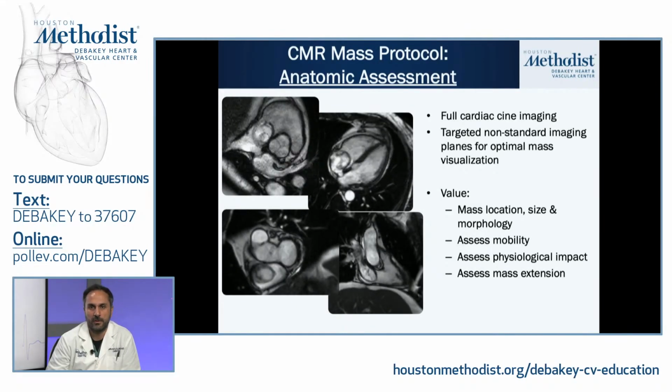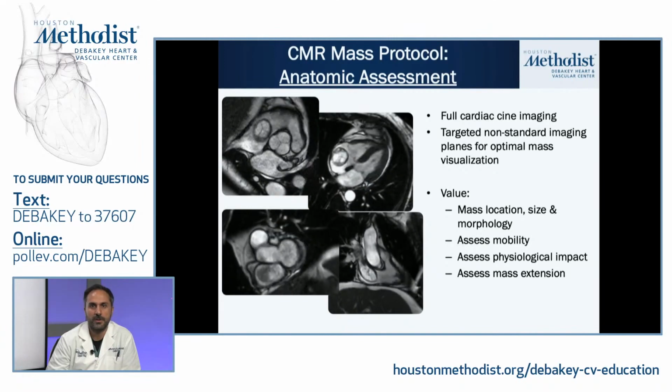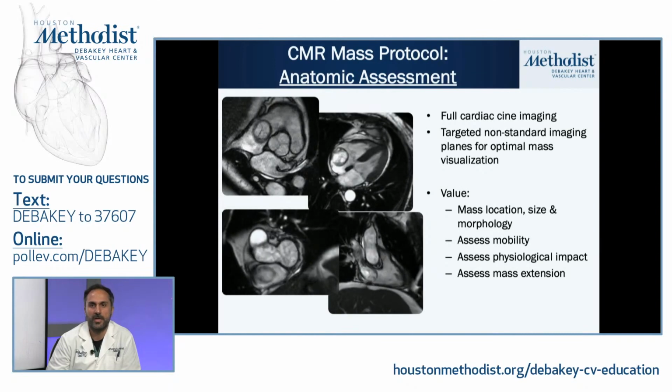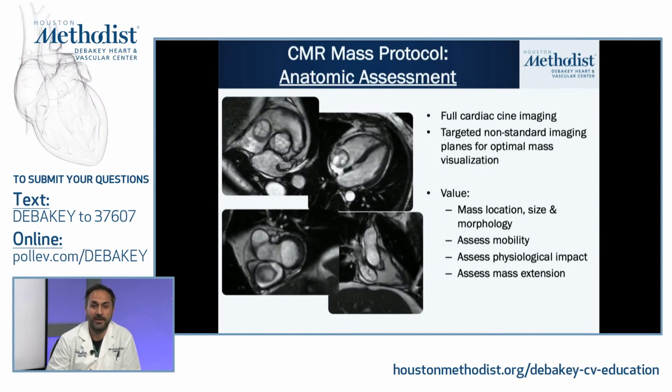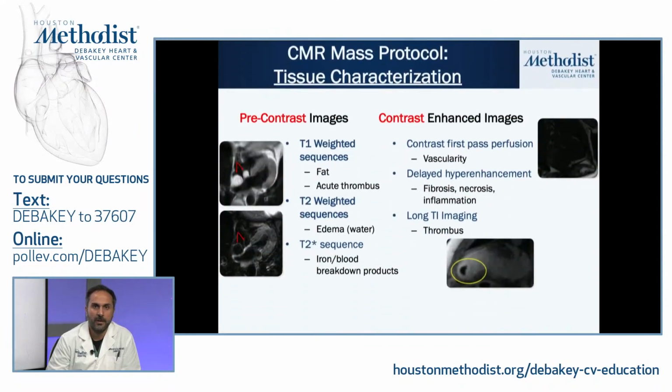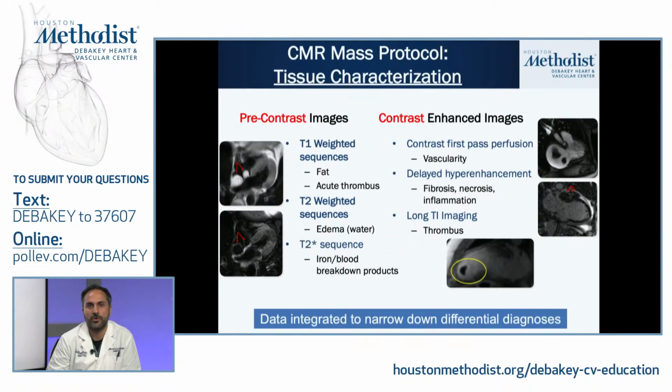And we have also the targeted non-standard images. So through this anatomic imaging we assess the mass location, morphology, mobility, physiological impact, and also its extension. Using the tissue characterization portion, on the left side, using pre-contrast, we have the T1 weighted sequences.